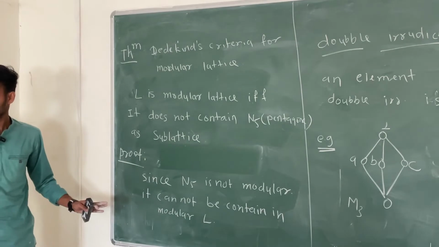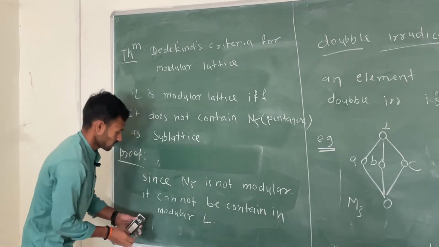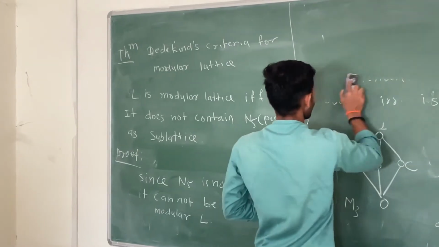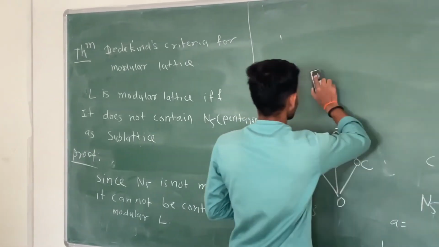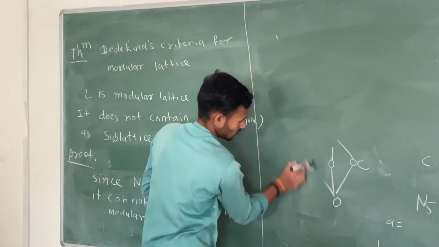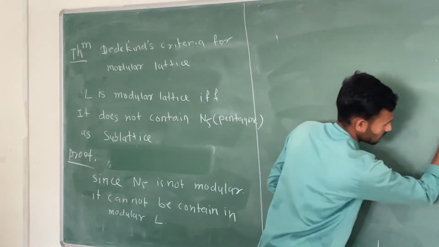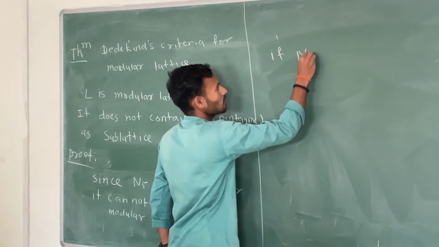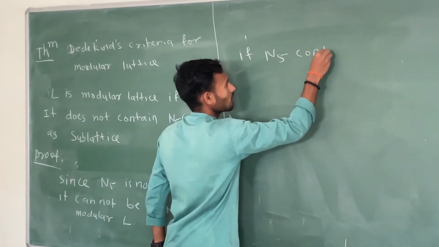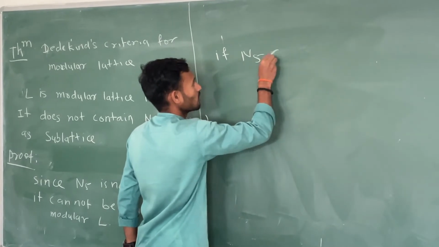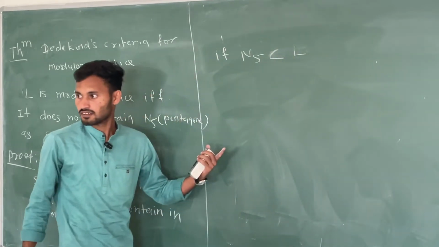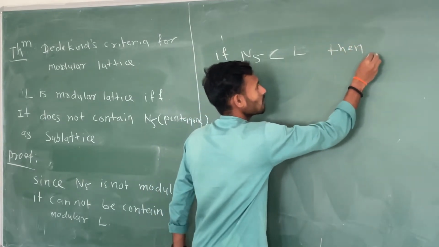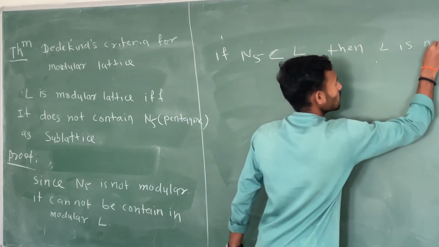So you write in the next line, if N5 is contained in L, then L is not modular. Yes or no? If N5 is contained as a subset of L, obviously then L is not modular. Yes, then this is clear, right? L is not modular.